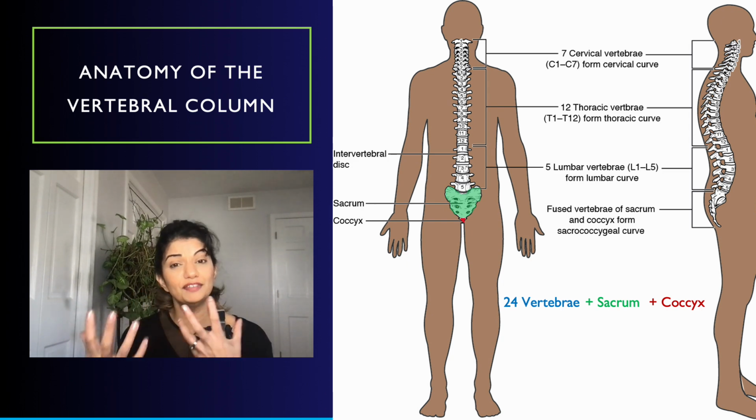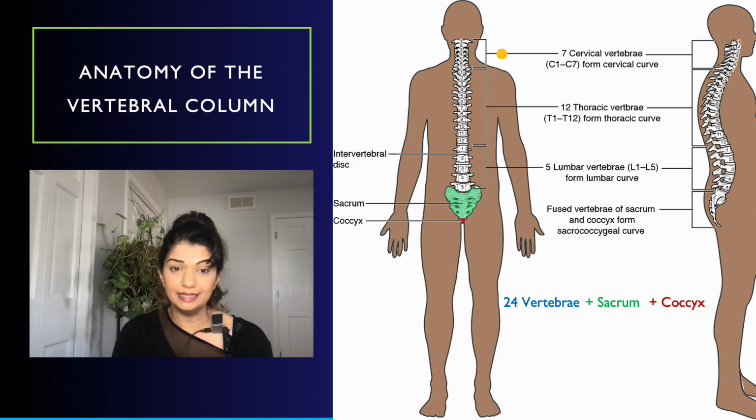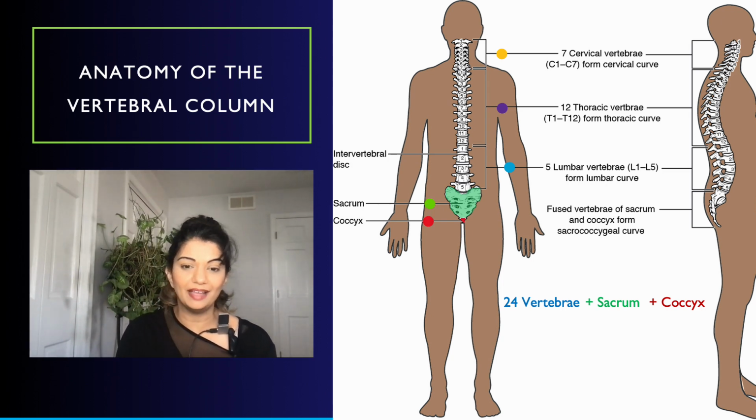Now there are different regions of the vertebrae. We've got the cervical region. This is going to be 7 of them, and C1 to C7 is how it's delineated. And then we've got the thoracic, which is T1 to T12 vertebrae. And the lumbar, which is L1 to L5. Simple enough, right? And then of course we've got the sacrum and the coccyx that we've already talked about.